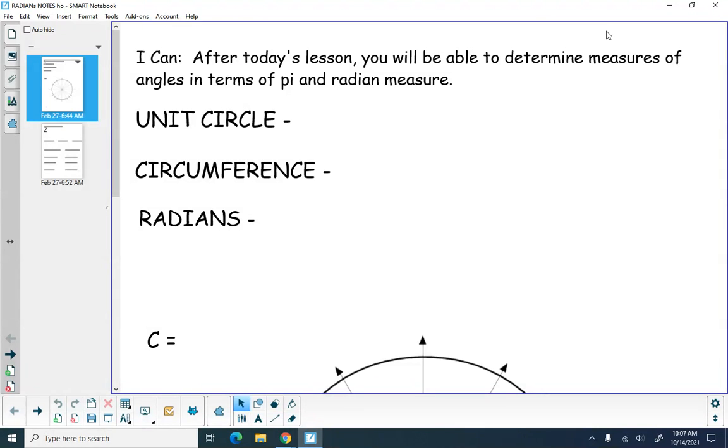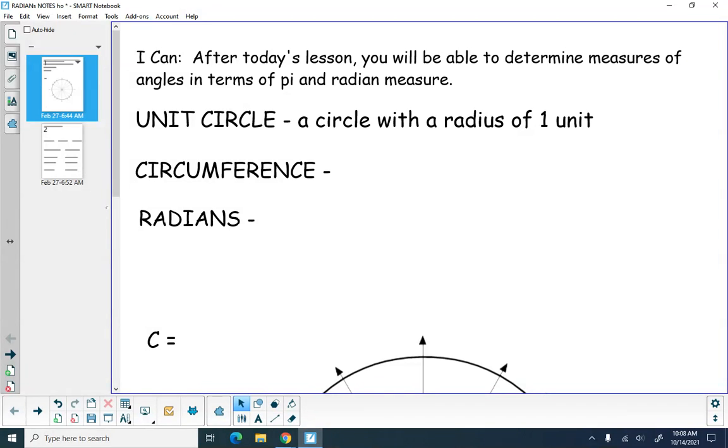When dealing with radians, we first have to discuss the idea of a unit circle. A unit circle is a circle with a radius of one unit. It could be 1 inch, 1 foot, 1 mile, 1 yard, 1 centimeter, 1 meter, it does not matter. The radius is going to equal a value of 1. It could be 1 hash mark out on a number line, but the radius is going to be 1 unit, whatever that unit is.